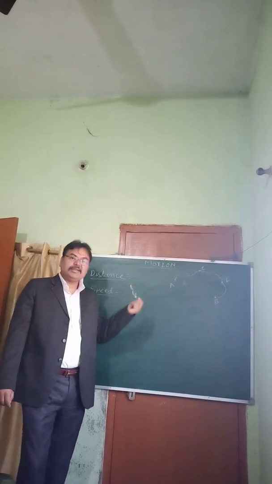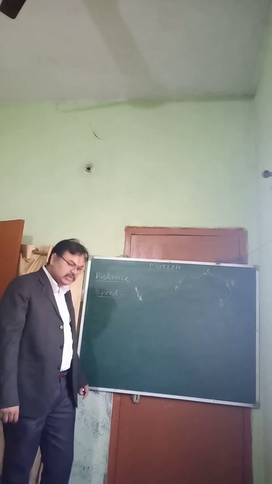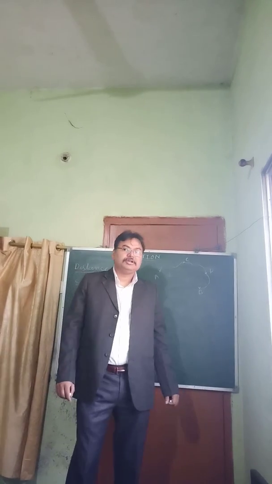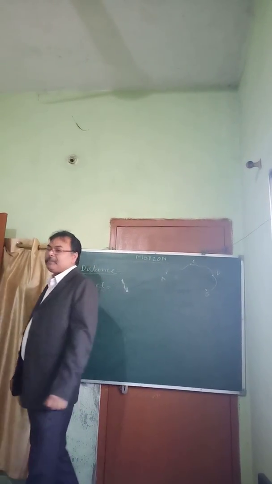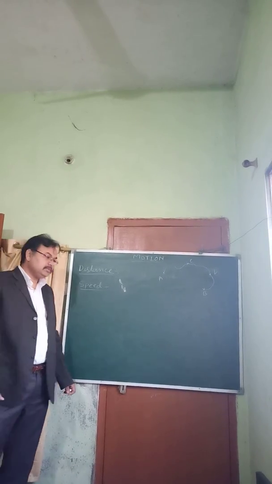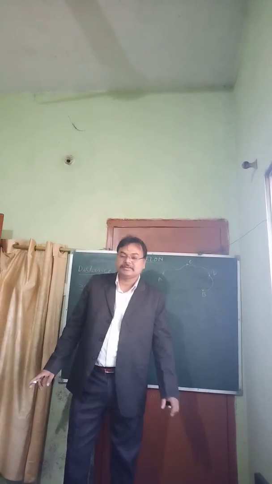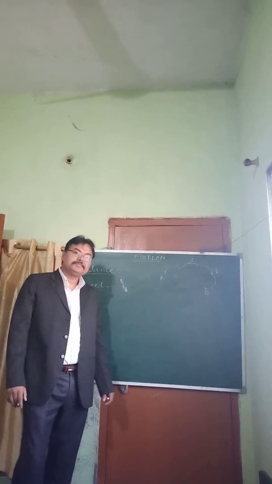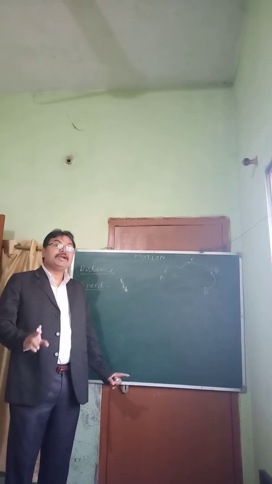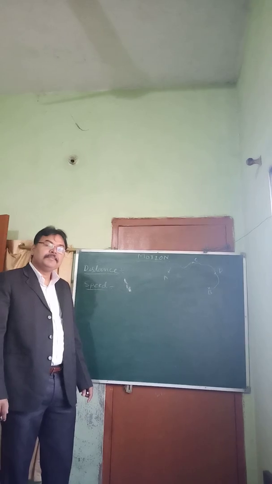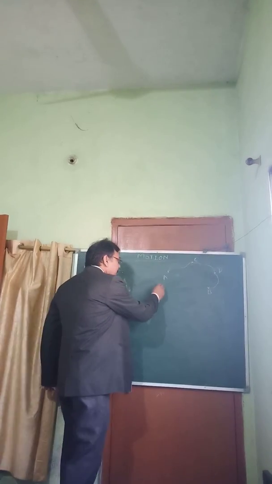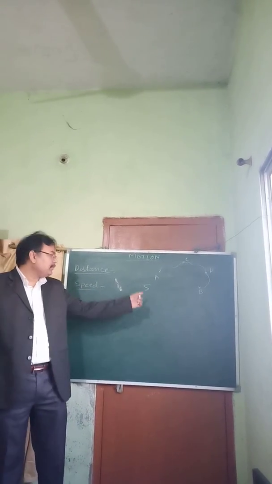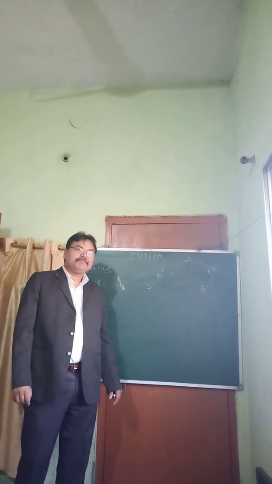Now all of you write the definition of distance. Start writing. The path length covered by a body is called distance. Full stop. It is a scalar quantity denoted by S, letter S. Distance is not denoted by D, it is denoted by S. Okay, full stop.